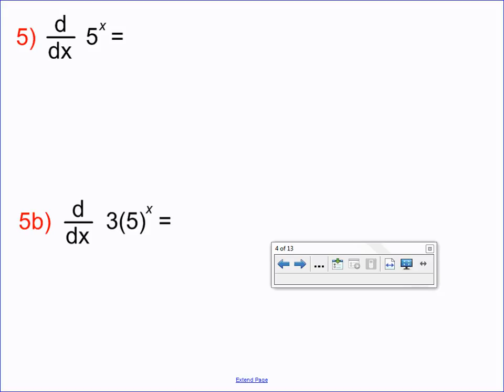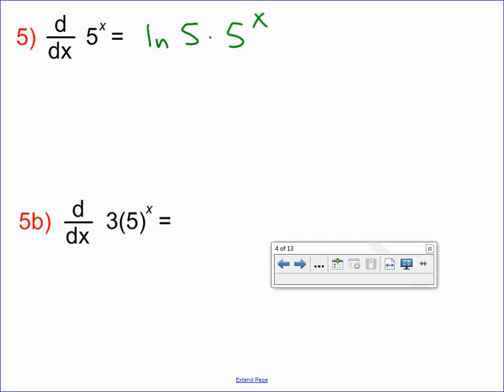Let's go ahead and see what that looks like. So the natural log of the base would be ln of 5 times the exponential function itself, 5 to the x. Sometimes that's written as 5 to the x times ln 5. ln of 5 times 5 to the x is how you wrote it before. And so raise your hand if you had number 5. That's our shortcut rule for the derivative exponential.